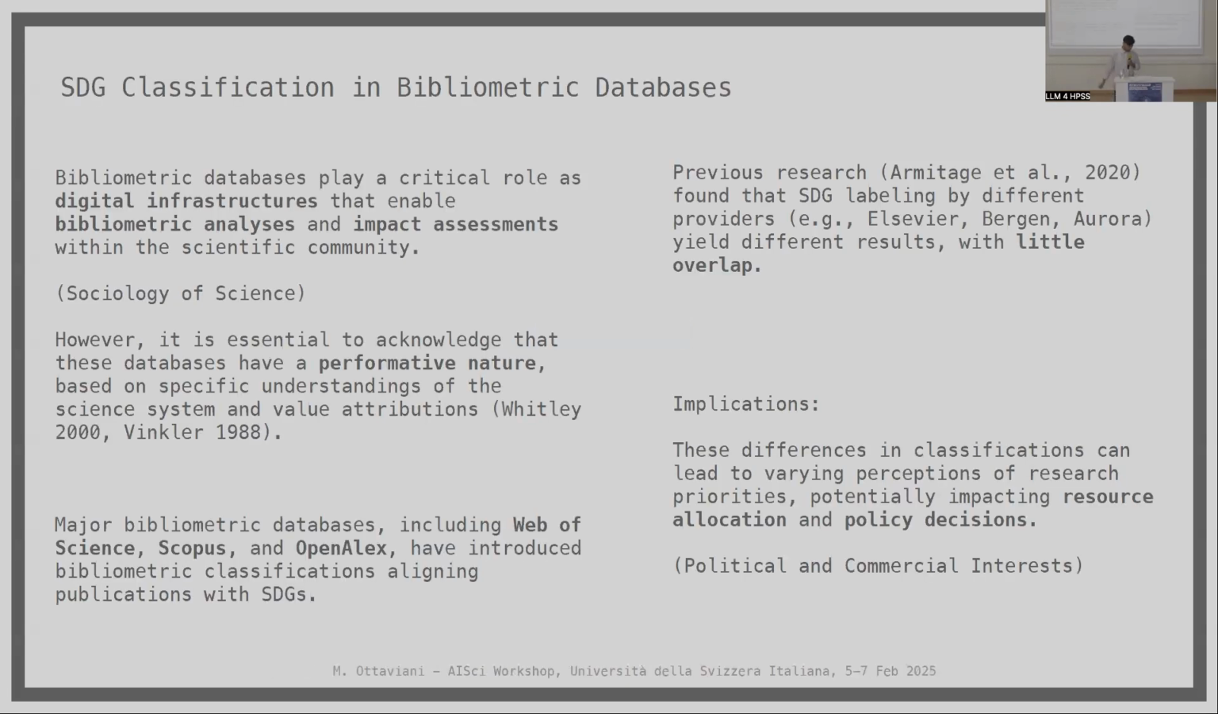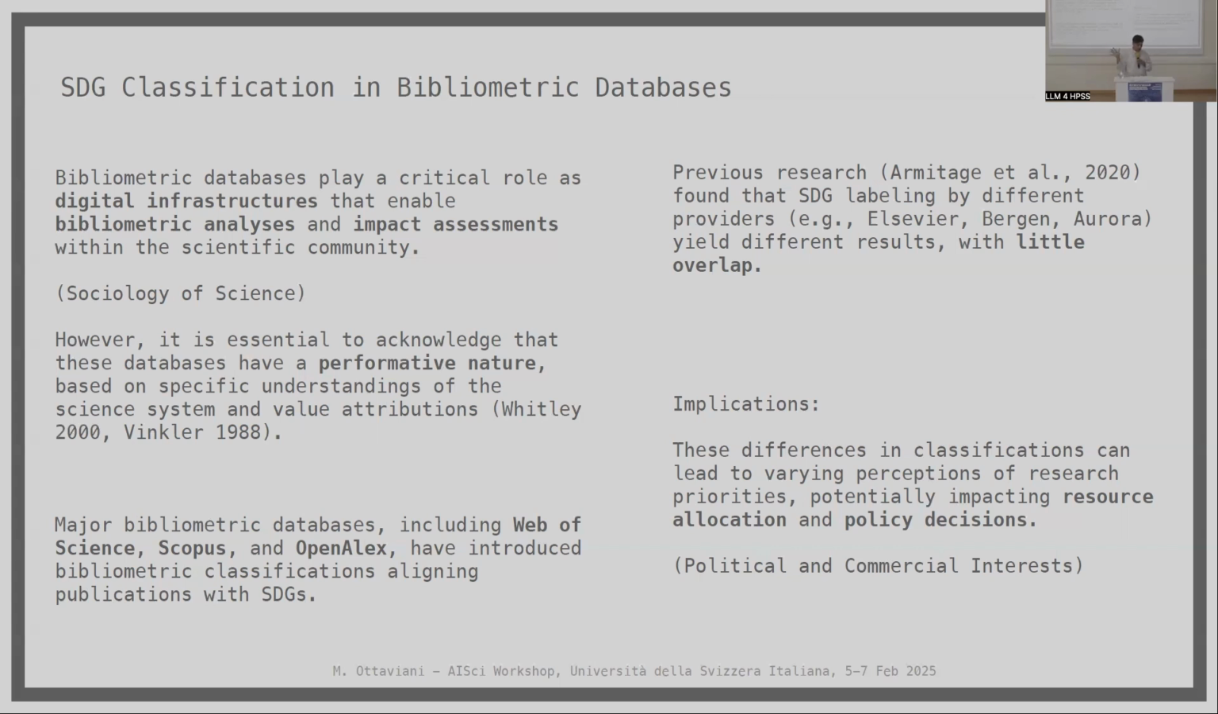So the motivation starts by considering that bibliometric databases actually play a critical role in general. In sociology of science, they are influencing, not all, but at different levels, the behavior of academics, researchers, funding institutions, and policy makers. But of course, on the other hand, they respond to political and commercial interests that might be present at different levels, and then they have a performative nature.